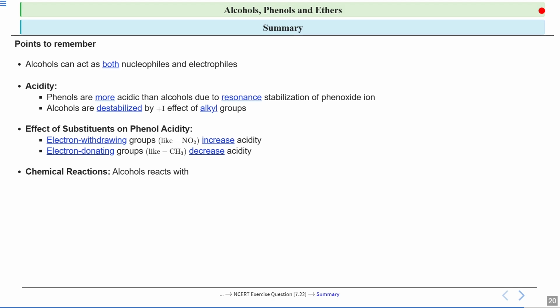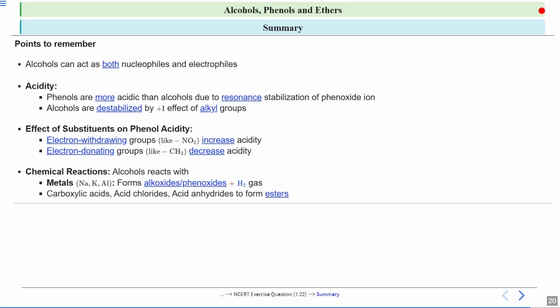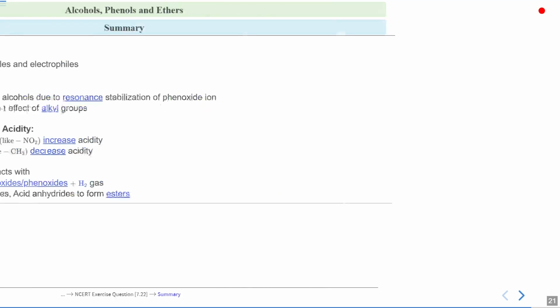Then we saw the chemical reactions, that alcohols react with metals. They form alkoxides, phenoxides, and hydrogen gas is liberated. And then we saw that carboxylic acids, acid chlorides, and acid anhydrides form esters whenever they are reacted with alcohols and phenols. Okay, so I hope that whatever I taught you today is clear.